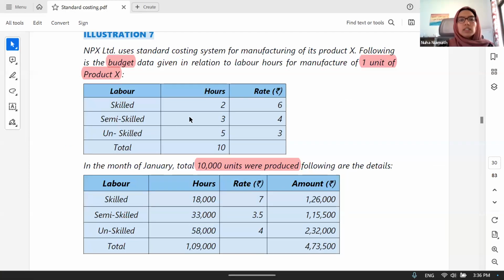We know that 2 hours is used for each unit of product X. So we have actually produced, always remember, actual output. In the question, they might give you that the standard budgeted output was 15,000 units. Don't calculate your standard for that 15,000 units. Always remember actual output. Always actual output. So 10,000 units into standard rate.